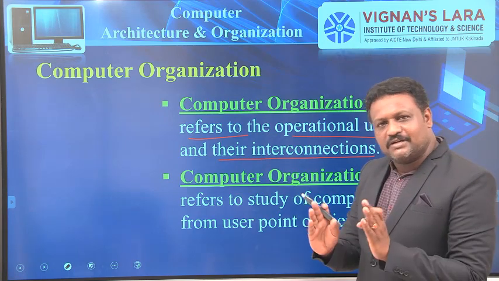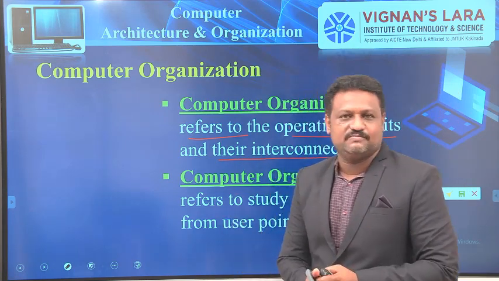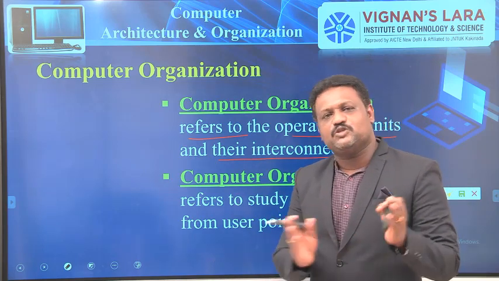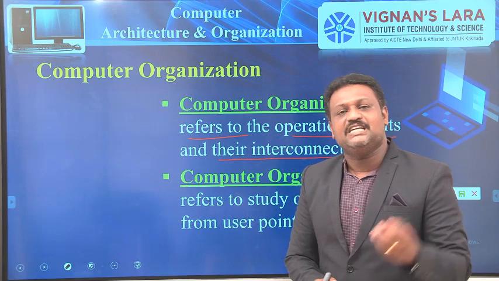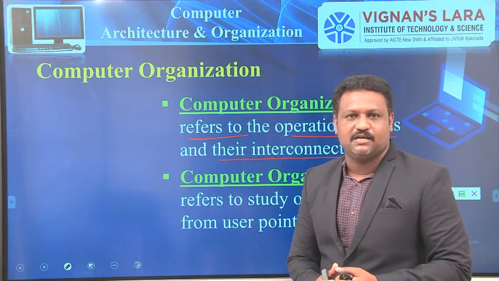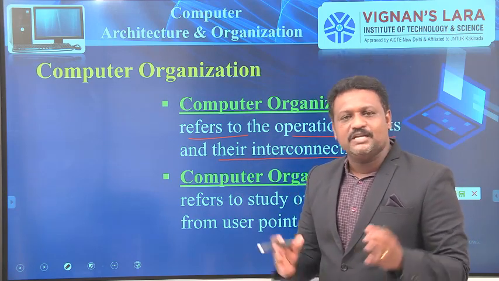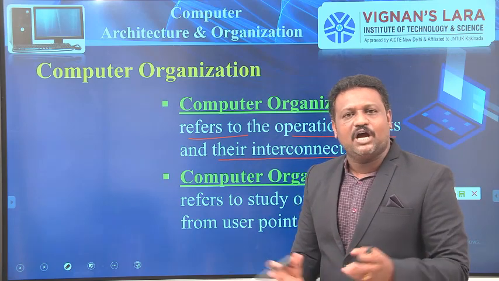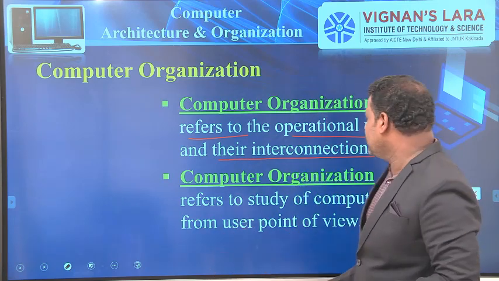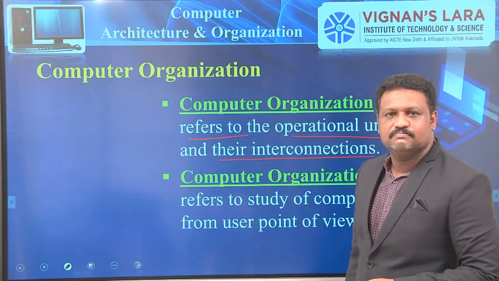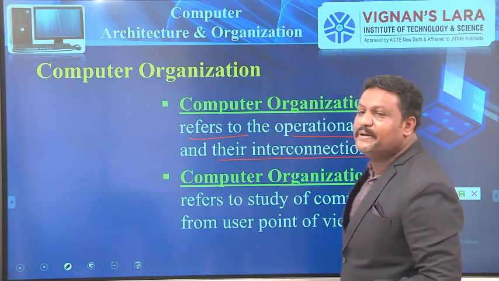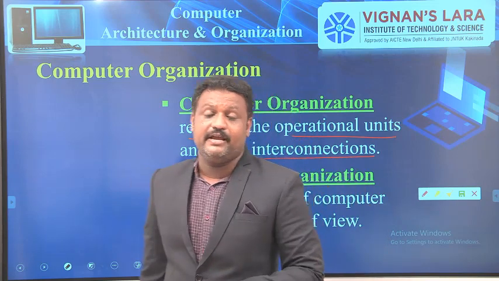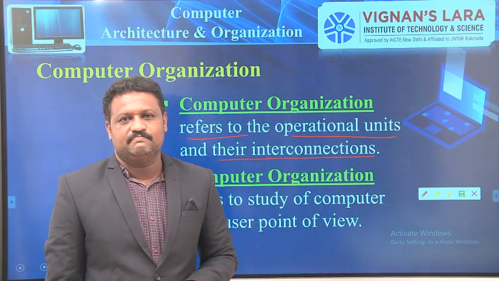An architect gives clarity about what a system consists of. He can specify what a CPU, memory and I/O devices are needed for the making of a system. That information can be given by an architect. In organization, what we are trying to do is, how we are going to interconnect those operational units? So that's why computer organization refers to the operational units and their interconnections. So that is the first.